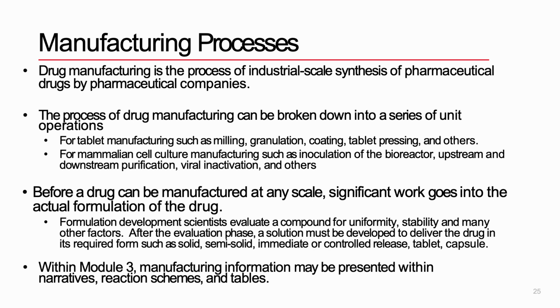In module 3, we are going to add information related to the quality and stability, of course, and any other types of tests that we have been using in order to characterize the product, make it stable, and look into the quality of the product. So when we talk about module 3, manufacturing information may be presented within narratives, reaction schemes, and tables.